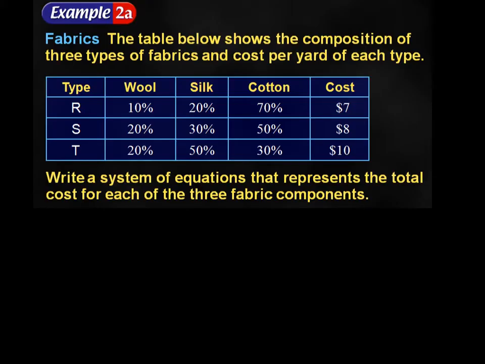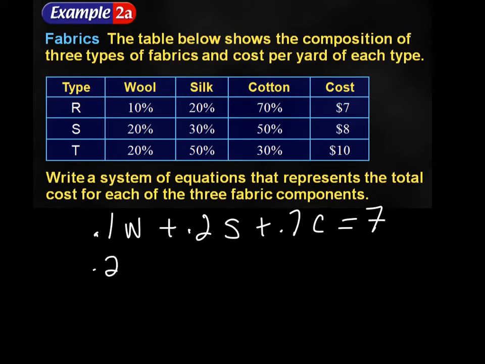The table below shows the composition of 3 types of fabrics and cost per yard of each type. Write a system of equations that represents the total cost for each of the 3 fabric components. Now it's lovely that they gave us our data in a table like that. All we're going to do is change the percents to a decimal. So I've got 0.1 times the wool plus 0.2 times the silk plus 0.7 times the cotton equals the cost of 7. And on we go for the other 2.